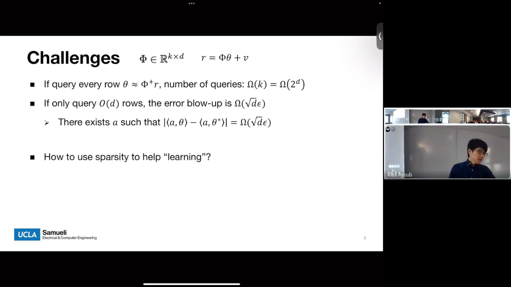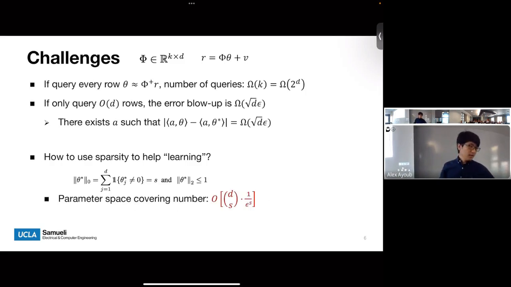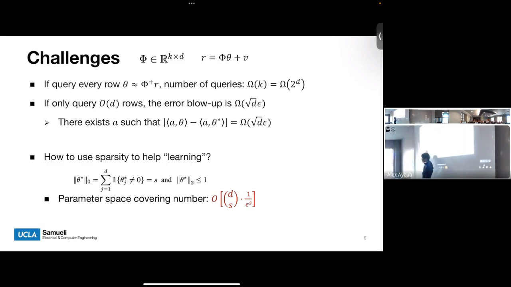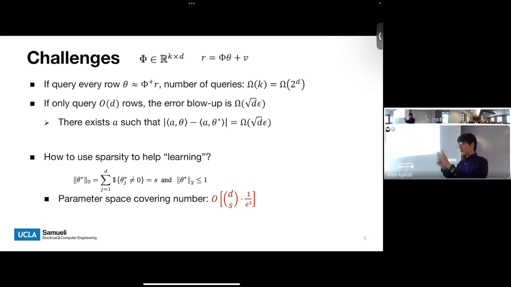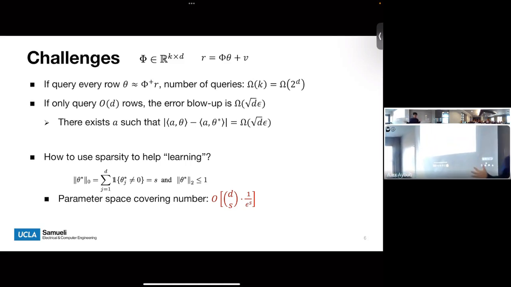All right, so now let's try to see how to use the sparsity to help the learning. Let's just try to get some intuitions. So here, this is sparsity. Let's look at what happens if we cover this space using an epsilon net that contains theta star. We immediately see that the cover number, the size of this covering set, is d choose s times 1 over epsilon to the s. Basically, for this set, you pick a bunch of vectors so that their distance is small, up to epsilon, and then there will be one vector that is close to theta star. That's the cover.